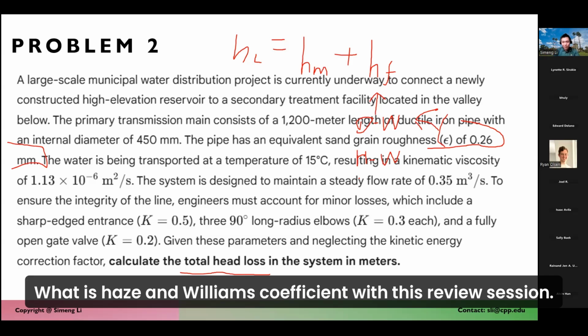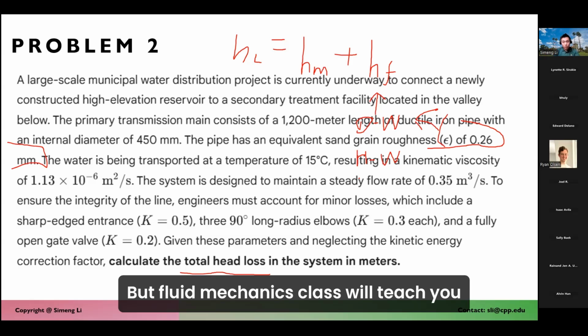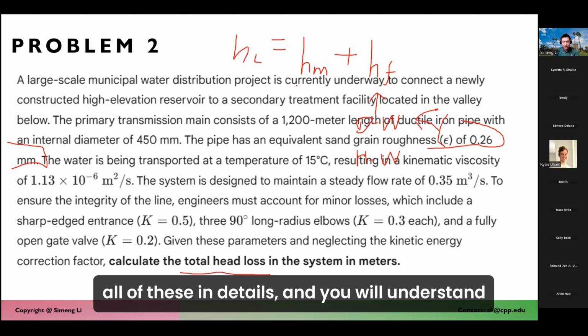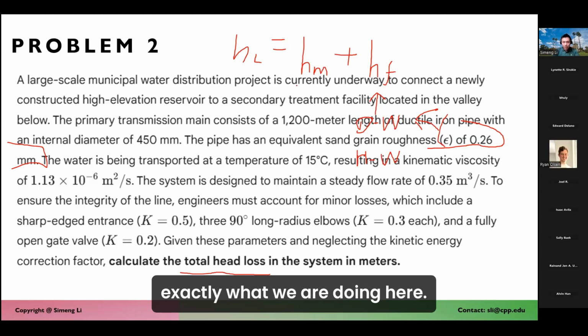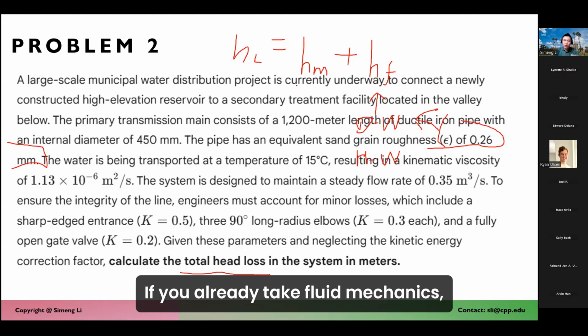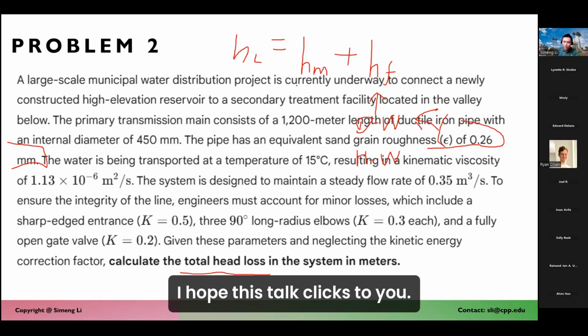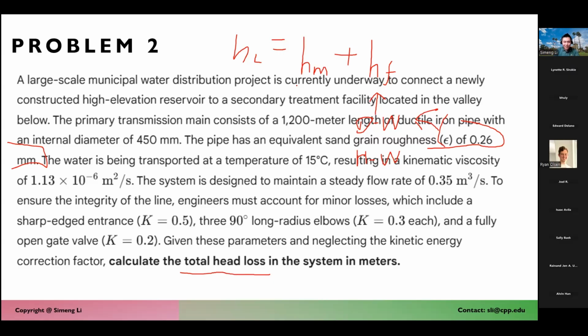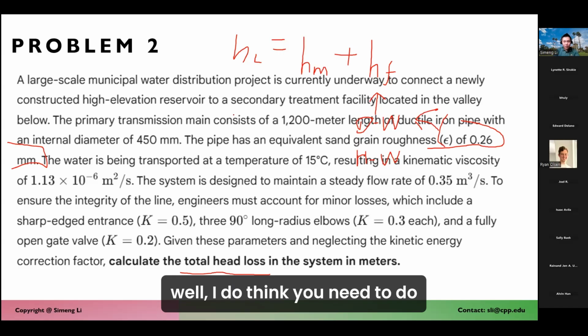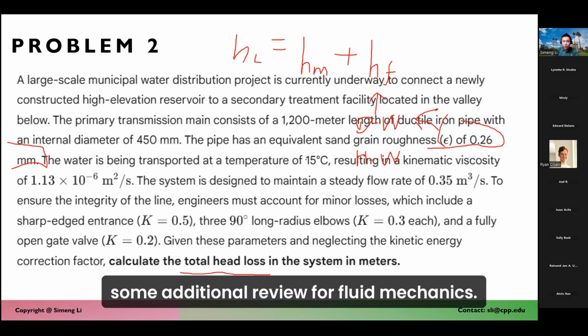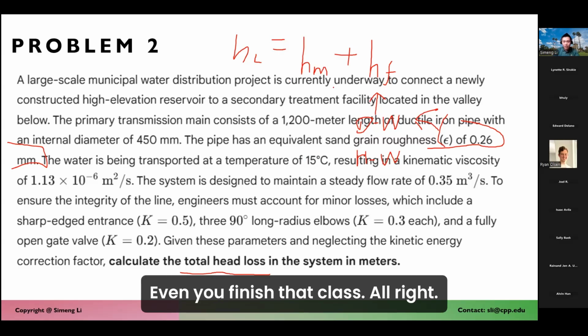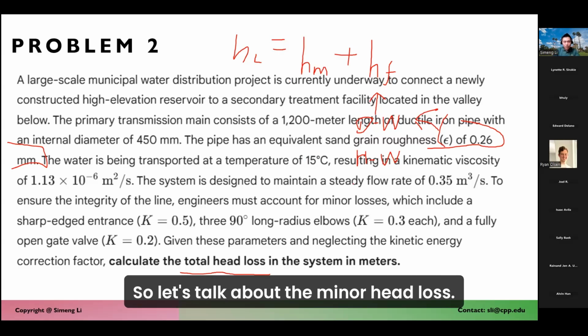So again, I'm not able to tell you what roughness is or what the Hazen-Williams coefficient is with this review session, but your fluid mechanics class will teach you all of this in detail, and you will understand exactly what we are doing here. If you already took fluid mechanics, I hope this talk clicks for you. If not, I do think you need to do some additional review for fluid mechanics, even if you finished that class.